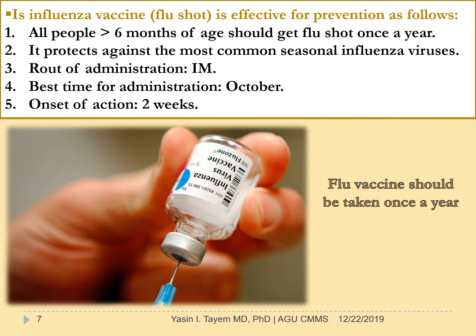Is influenza vaccine effective? All people who are more than 6 months of age should get flu shot once a year. It protects against the most common seasonal influenza viruses. It is administered intramuscularly best in October. The onset of action is 2 weeks.